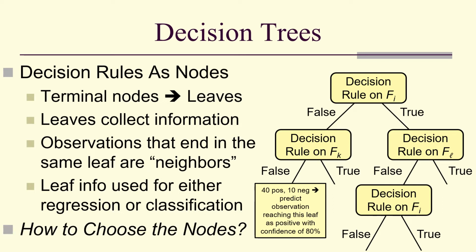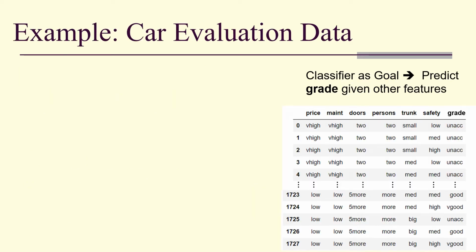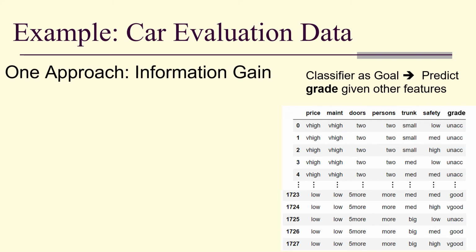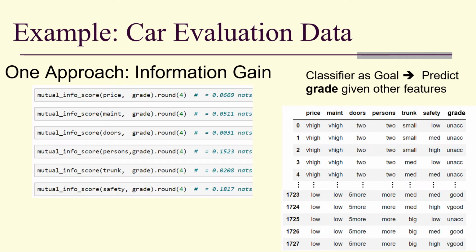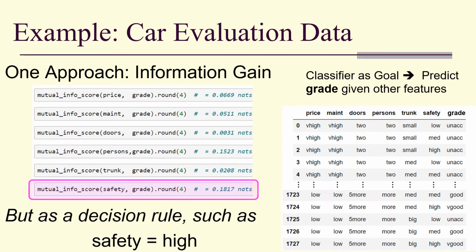The question then just becomes, how do you choose the nodes? Well, let's go back to our car evaluation data. One approach is to use information gain. So we have mutual information scores for price and maintenance, doors, persons, trunk, and safety versus grade. And we saw that the one with the most information was safety. But how do we make this a decision rule? Well, we have to have something that's either true or false. So we'll say safety equals high is either true or false.